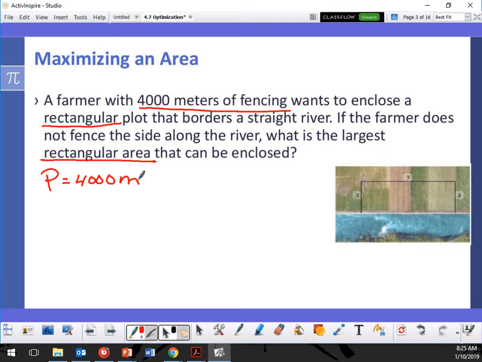So, what's the formula for perimeter now? I know the value of the perimeter, but what is the formula? P is equal to, now in this case, we use X and Y, right? So what would the perimeter of this be, using those variables right there? It would be 2x plus y. Do you agree?